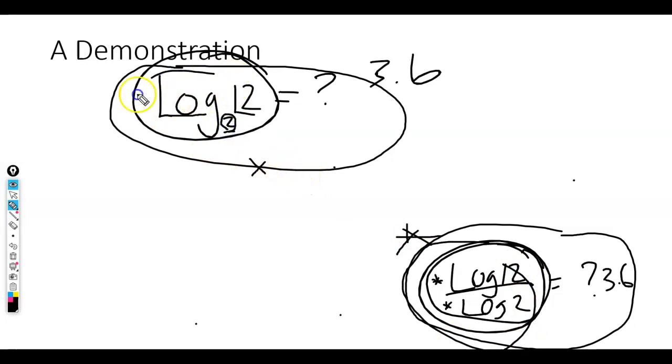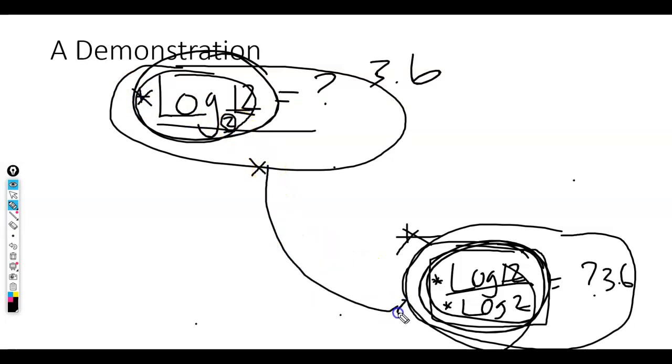And I rewrote this expression using a few properties to look like this now, where the 12 goes on the top, the 2 goes on the bottom, and both of those have a log of base 10 next to them. And that will tell me what the answer to this is. I couldn't do this before on my calculator because it has a base of 2 and my calculator doesn't have a base of 2. But I changed it into an expression that has a log of base 10, so I can use my calculator to get the answer. Okay, so that's what we call the change of base formula.